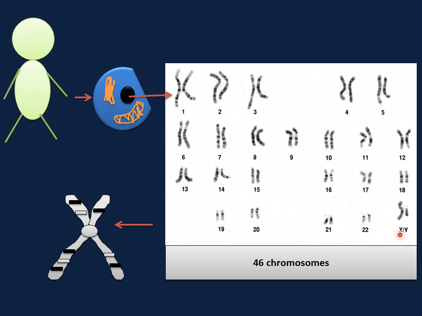Then the number 23 pair is well known as the sex chromosomes: XX is for female and XY is for males. If we magnify one chromosome here, you will see one sister chromatid and another sister chromatid, attached with a centromere. And you see here different colors, different staining.